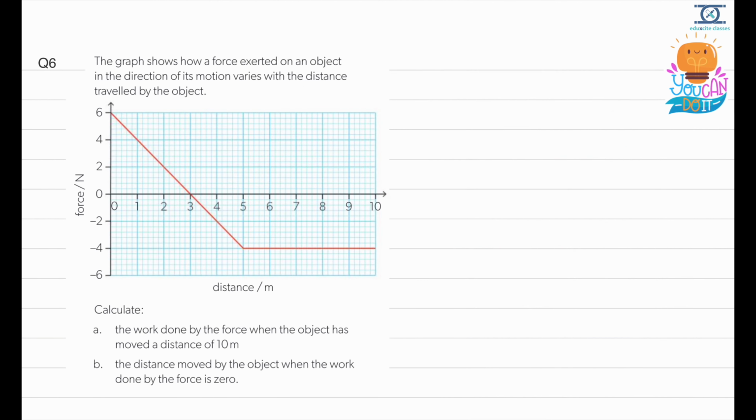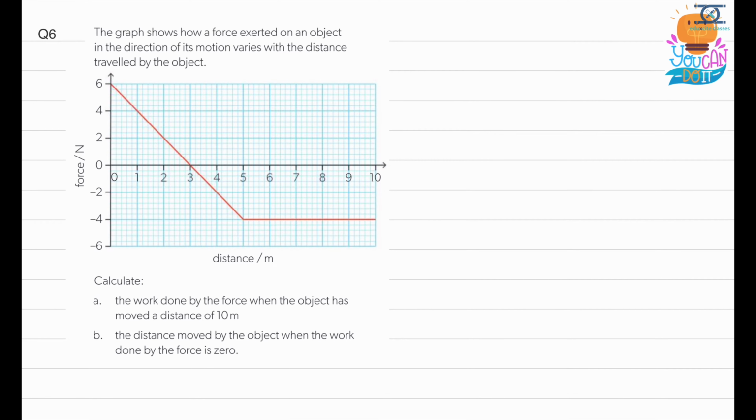Now moving on to the very first question, pause the video and solve question number 6. In the first part, the question asks for the work done by the force when the object has moved a distance of 10 meters. This is the graph. We know that in a force versus distance graph, the area under the curve gives us the work. Above the x-axis it is positive work, and below the x-axis it is negative work. So we have to take the sign into consideration. That is one of the most important aspects of this question.